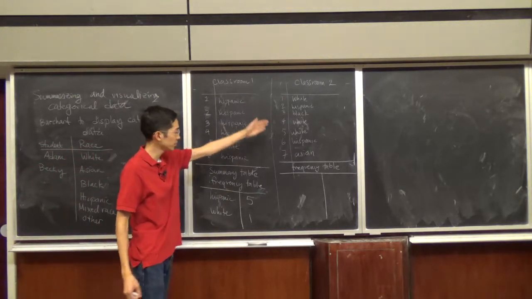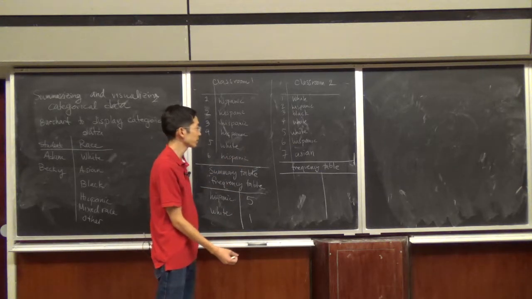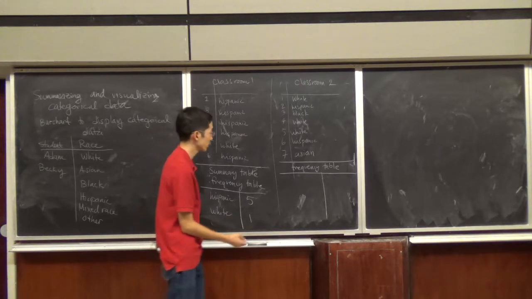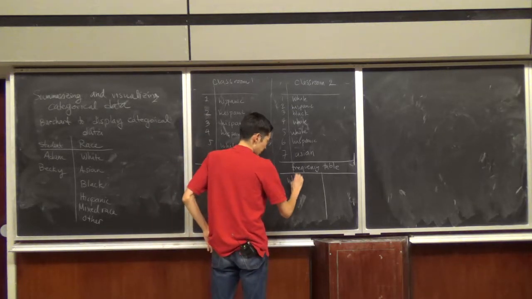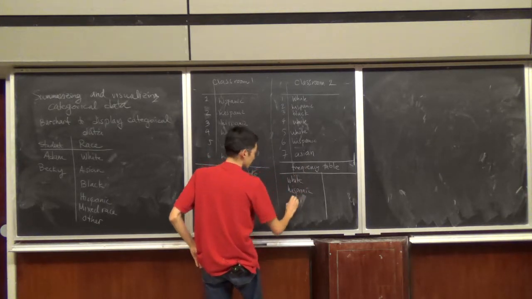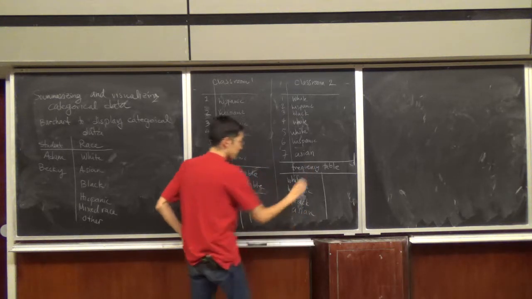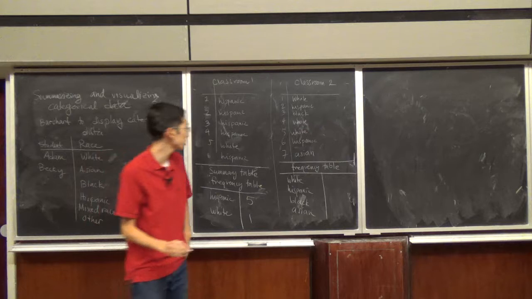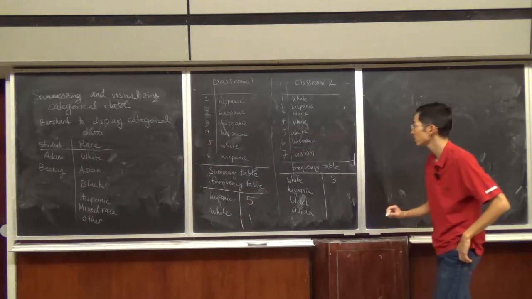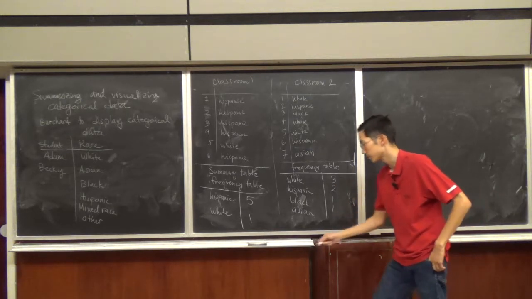Okay, so how many different races or categories are represented? 4. Okay, so I have white, I have Hispanic, I have Black, and Asian. All right. How many white students are represented in classroom 2? 3. How many Hispanic students? 2. How many Black students? 1. And how many Asian students? 1.